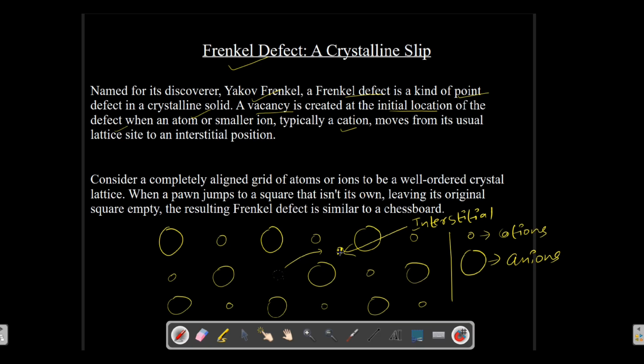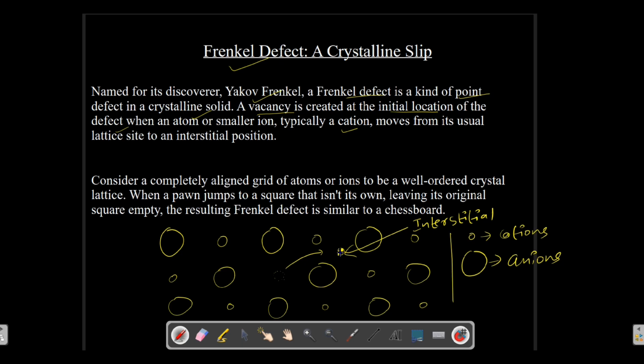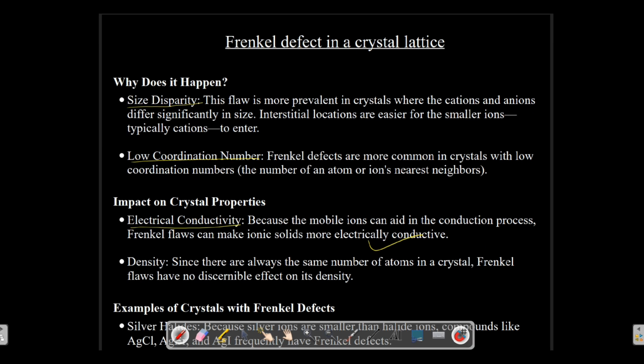Now this is here, right? So this is free to move, and if an ion is there which is free to move, then obviously it will conduct more electricity, right? Now if you talk about density, is either the mass or volume changing? No, one atom is moving from here to here. That means neither mass nor the volume changes, so density will obviously not be changed. So no discernible effect on its density. There won't be any change in density.